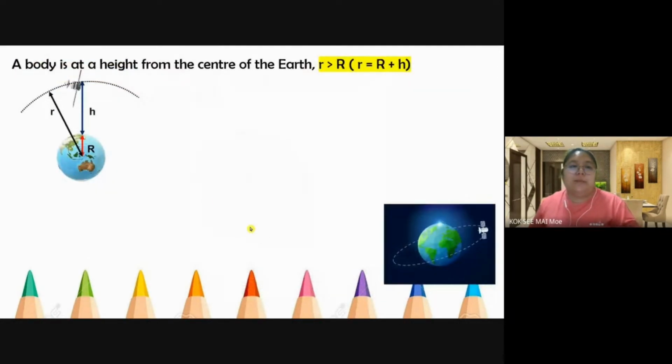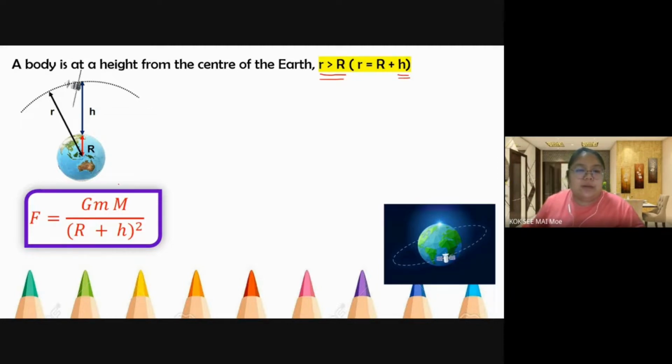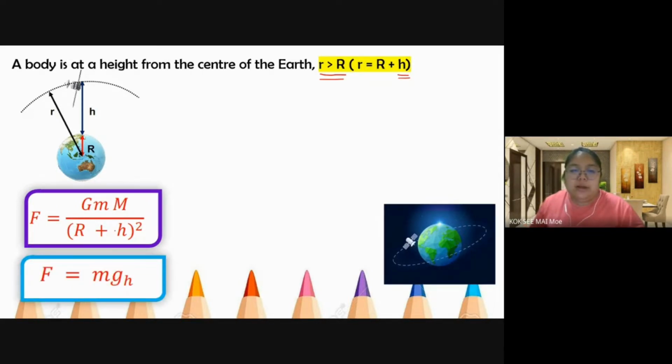Okay, the next part is a body at a height from the center of the Earth. If it is more than R, then you need to add one more H. Normally they are talking about a satellite, far away from the surface. So from here, this is a formula. Before that we learned gravitational force: capital G, capital M, small m, over R plus H, squared. Then force equals MA, but from here I say gH. g is the gravitational acceleration for the object at a height.